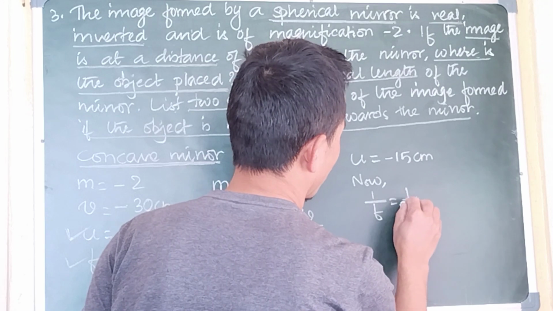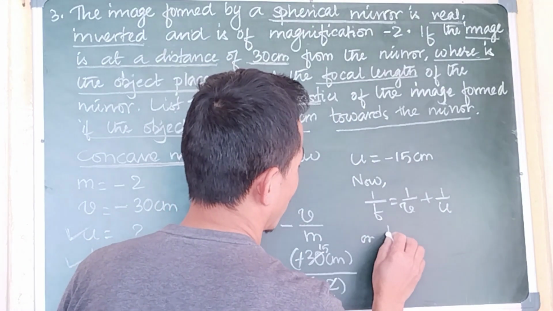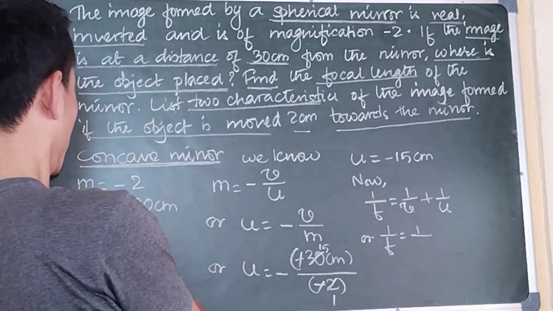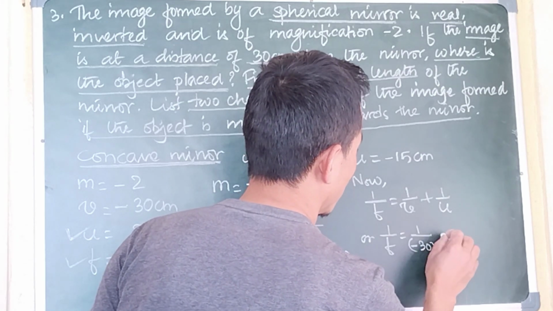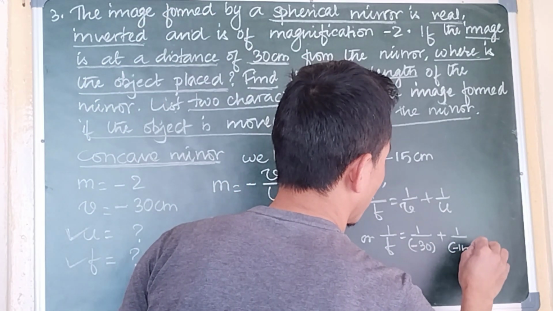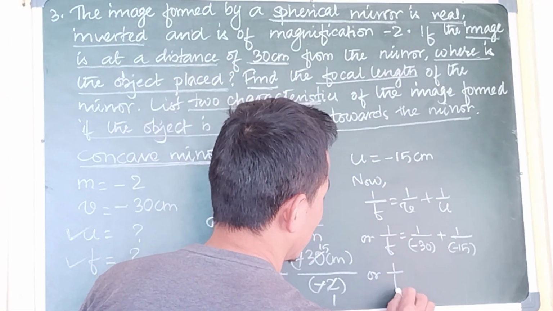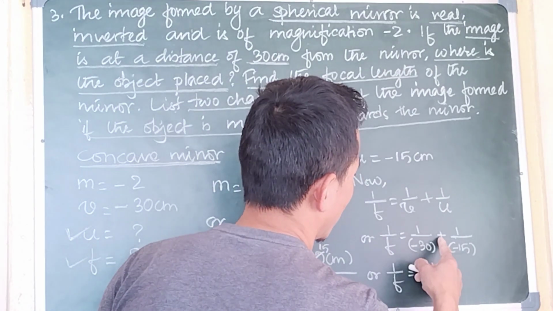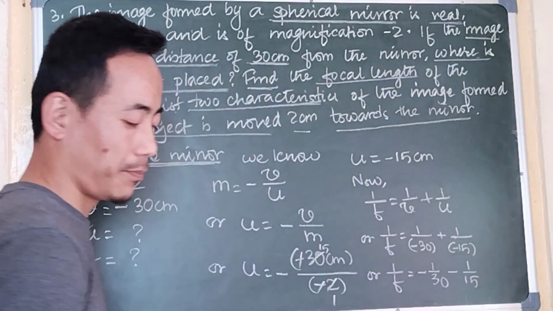1 by F is equal to 1 by V plus 1 by U. So 1 by F is equal to, with the sign you have to write, V is minus 30 centimeter, so this becomes minus 1 by 30, plus, U is minus 15, so minus 1 by 15 here. Let's rearrange this equation further. Minus into plus becomes minus.